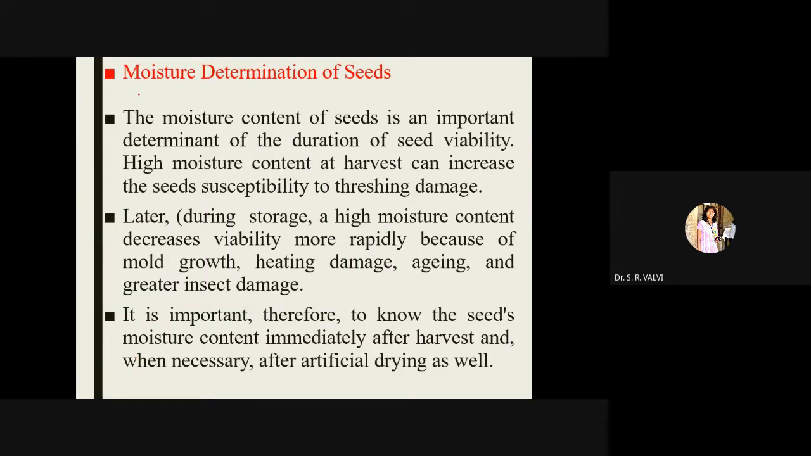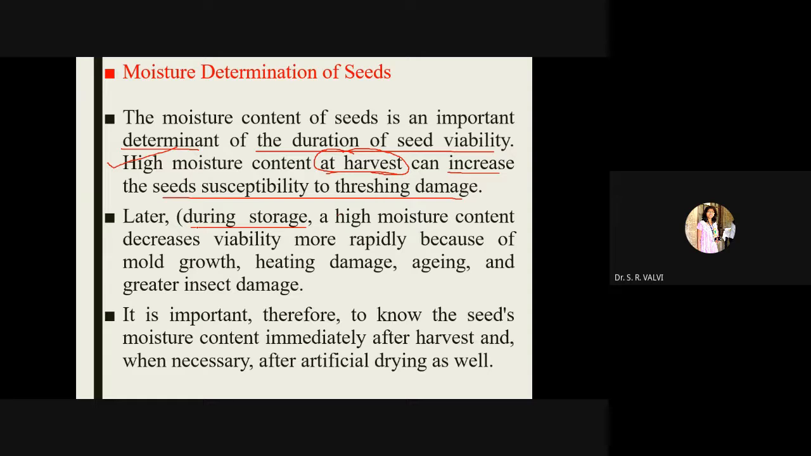Next, moisture determination of seeds. Now see here, the moisture content of a seed is an important determinant of the duration of seed viability. Suppose the moisture content is high during the harvest condition, then it increases the seed susceptibility to threshing damage. So during harvesting, it increases the seed susceptibility to threshing damage, right?